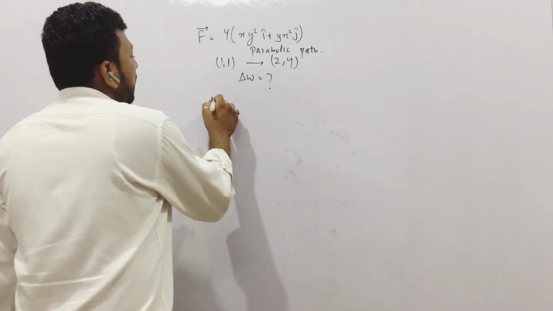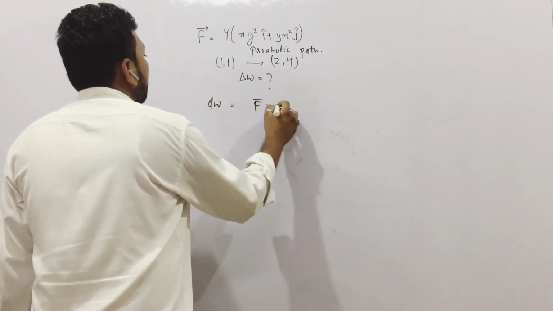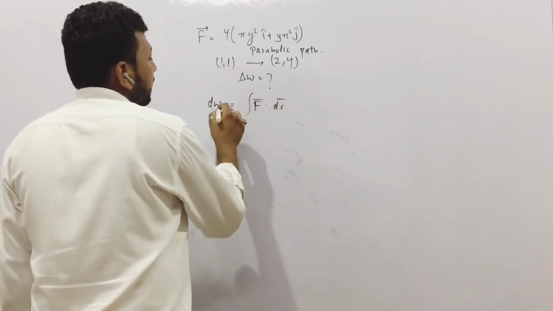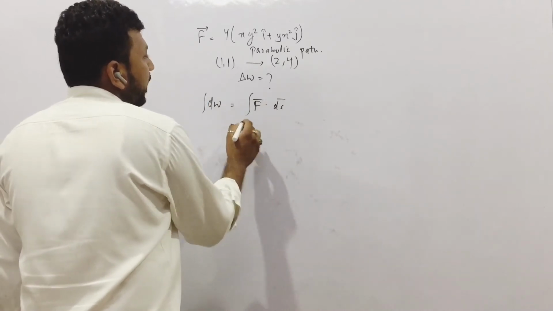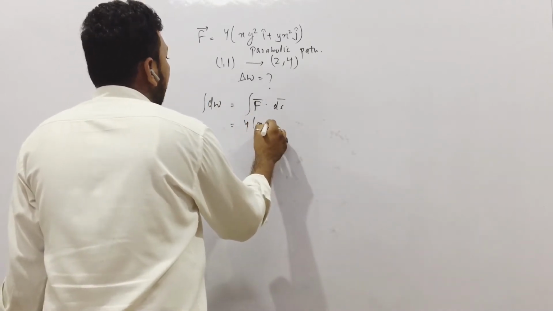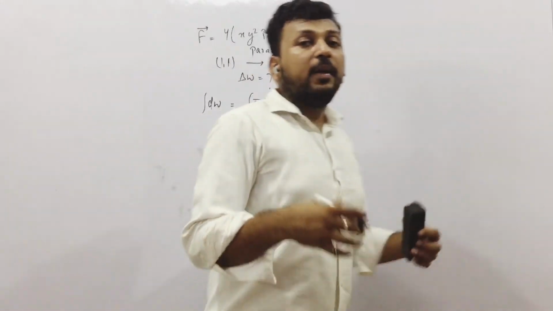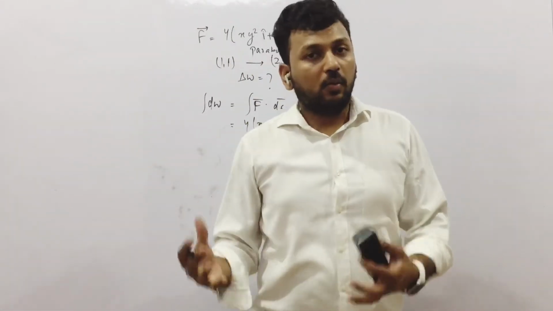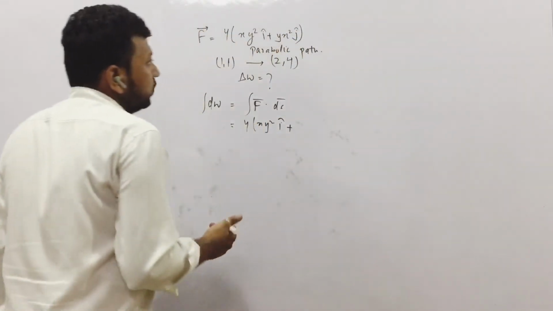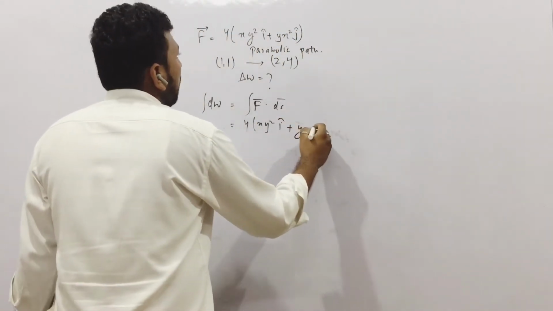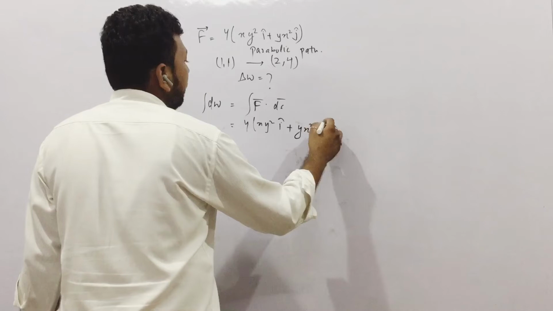We know work done is the integration of F dot dx along the path length, right? Here we can see it is 4xy square i. You can pause the video. Every time I give the question you should pause the video, solve it on your own, and afterwards only you should see the solution. So always keep a copy and pen with yourself.